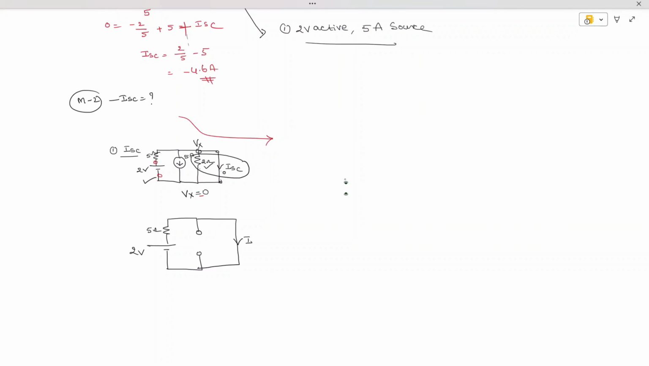Let's try to mark this current as ISC dash. Okay, so therefore ISC dash is equal to, the current is flowing like this. What is the voltage? So current is leaving, the leaving voltage, 2 minus 0 divided by R, which is 5, which is nothing but 2 by 5. This is finding out ISC dash when 2 volts is active and 5 amperes is deactivated.